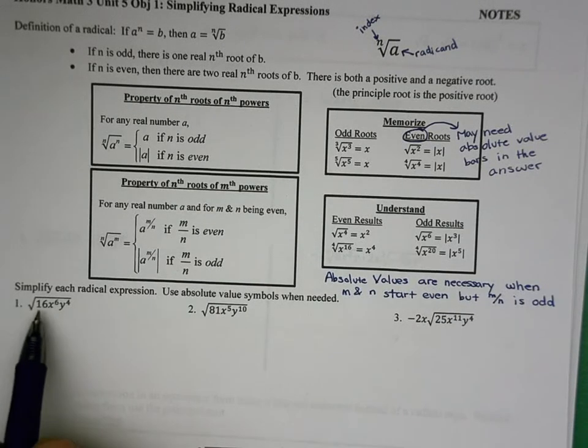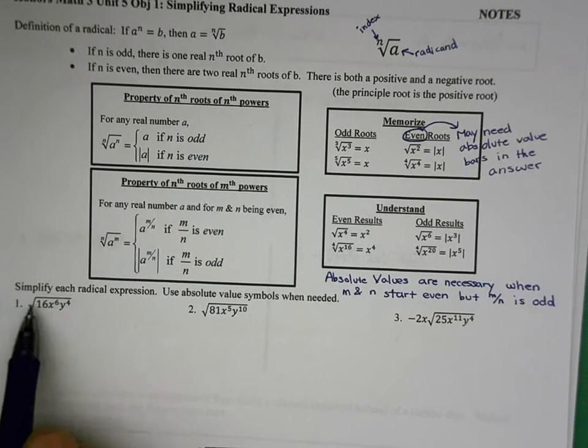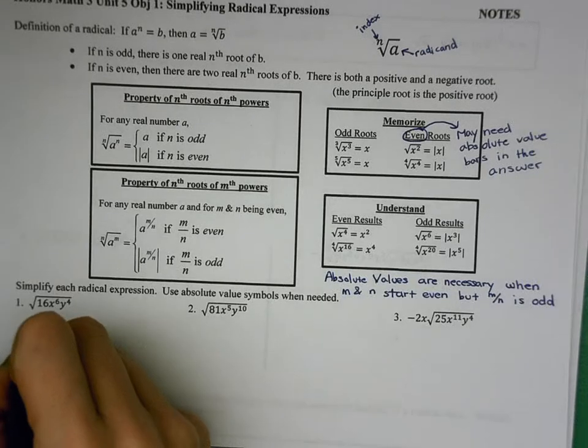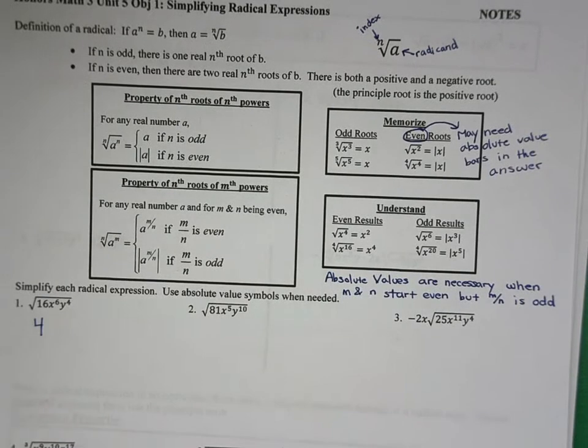Okay, so simplifying this, we have the square root of 16. So you're asking yourself, well, what times itself is 16? The square root of 16 is 4, because 4 times 4 is 16.